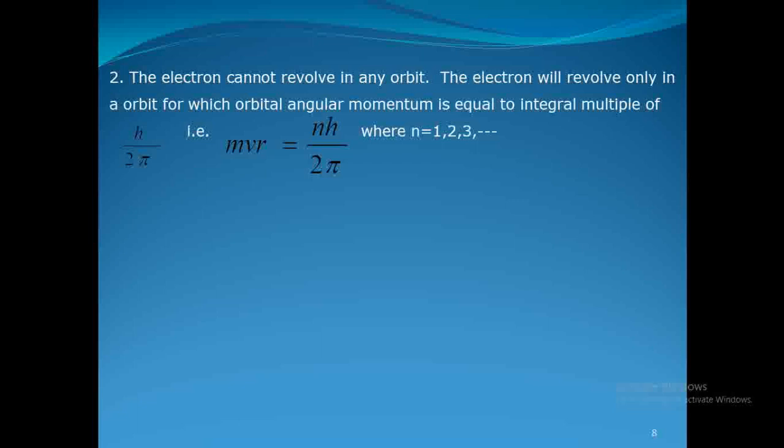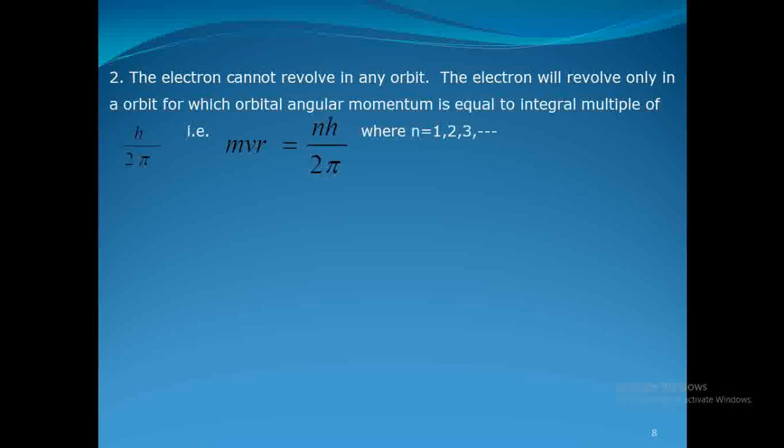If the electron is revolving in the second orbit, for example, then the velocity in the second orbit and the radius of the second orbit, when you multiply with the mass of the electron, must be equal to 2 times h divided by 2 pi. That is the meaning of this particular equation. Got it? So this is the second postulate, that electrons cannot revolve in any orbit of their own choice.